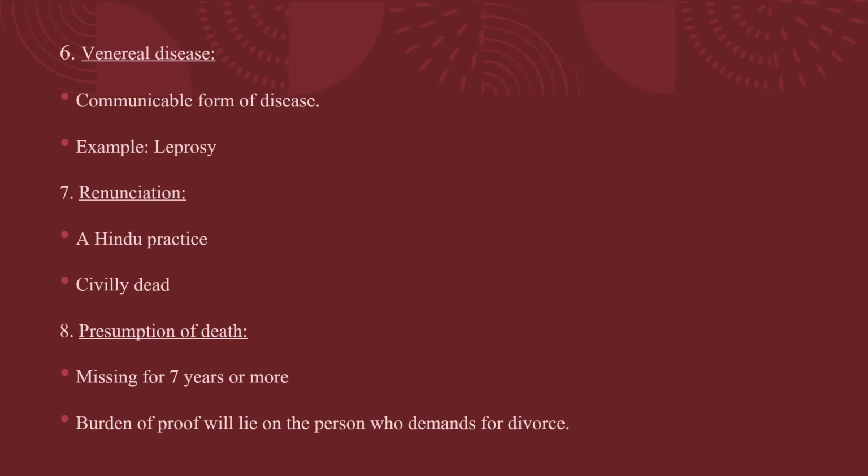The next ground is presumption of death. Now, if a situation arises where a person A has been missing for the last 7 years or more and nobody, including his wife, gets any news about him being alive or dead, then A's wife is entitled to file for a divorce. However, in such cases, the burden of proof will lie on the person who demands a divorce. So here in this case, the burden of proof will be upon the wife.